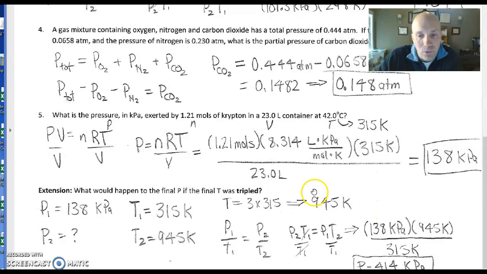All right. So we get 945 Kelvin. That's our T2. Our original temperature was 315. Our original pressure was 138. We got that from our solution here. What's going to be the new pressure? So we take the equation right here. We rearrange to get P2 by itself. Plug in, and it's kind of off the screen, but it says the pressure is going to be 414 kilopascals.